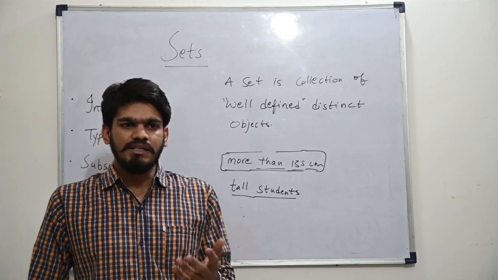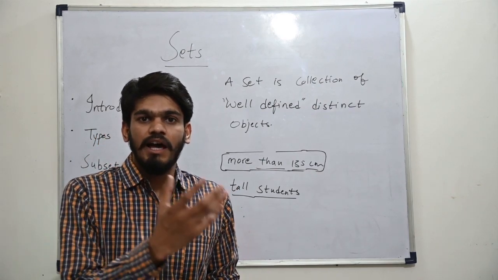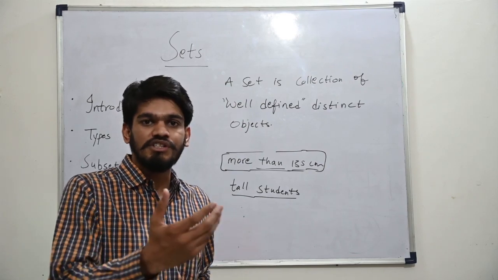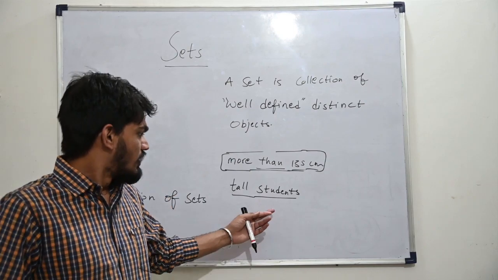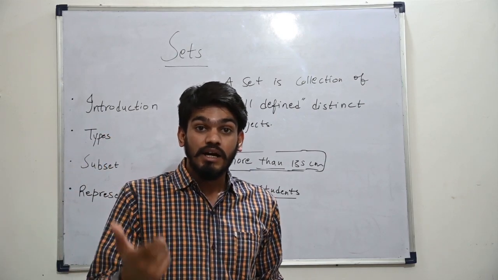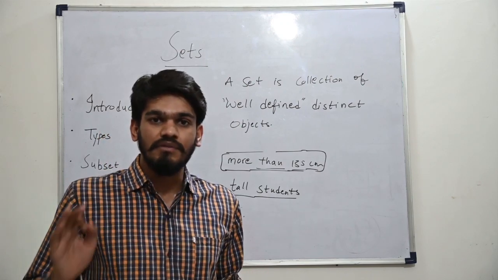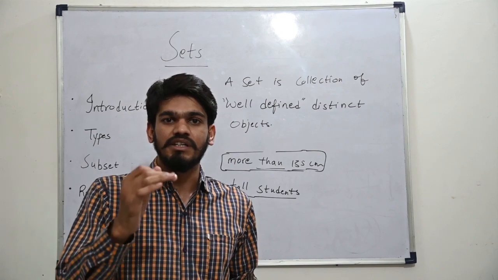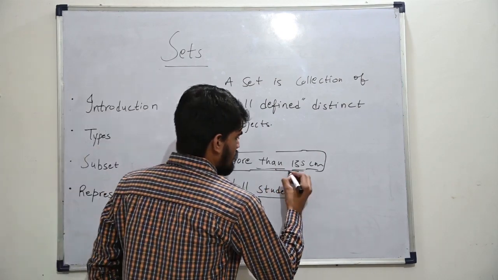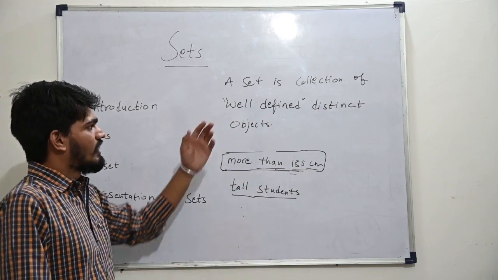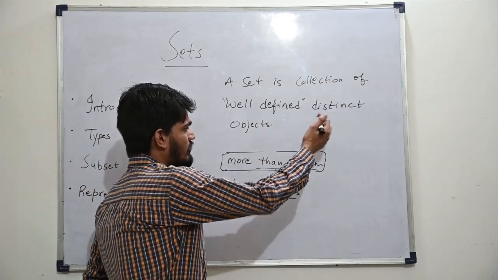Other example, let's say I talk about stones, a heavier stone. But a stone which is heavier for me cannot be heavier for the other person, it depends on the perception. If I talk about the stone which is more than 10 kg, now I can measure the weight. If it is 10 kg, 12 kg, 13 kg, then they all are the stone under consideration. So that will be well defined object. So a set is a collection of well defined distinct different objects.